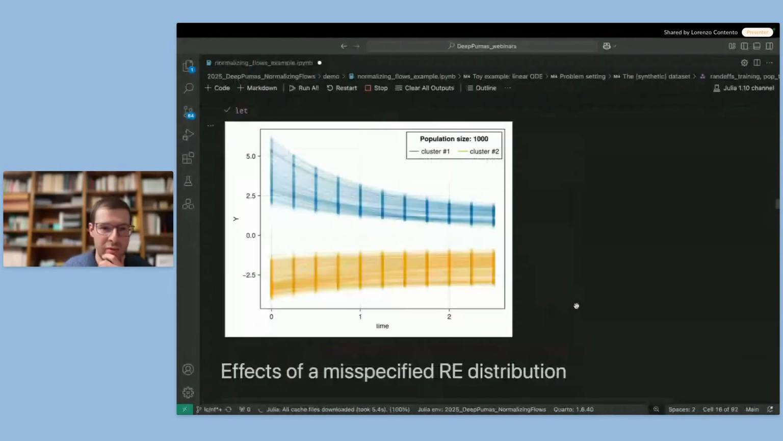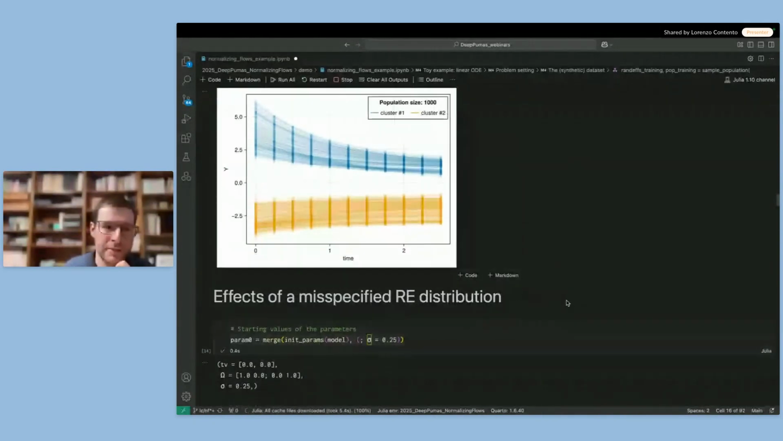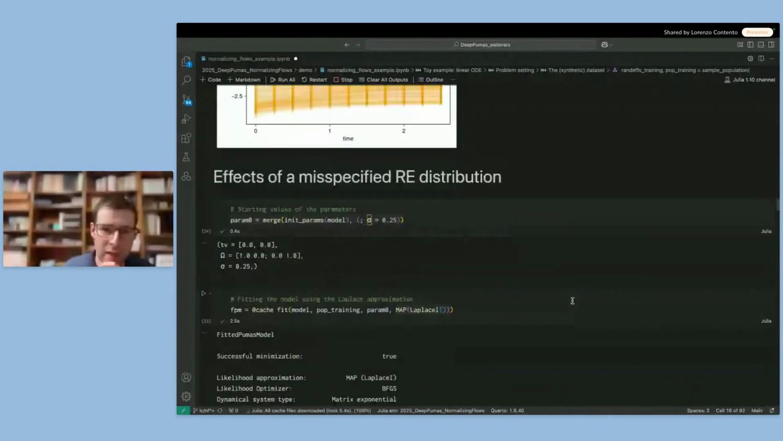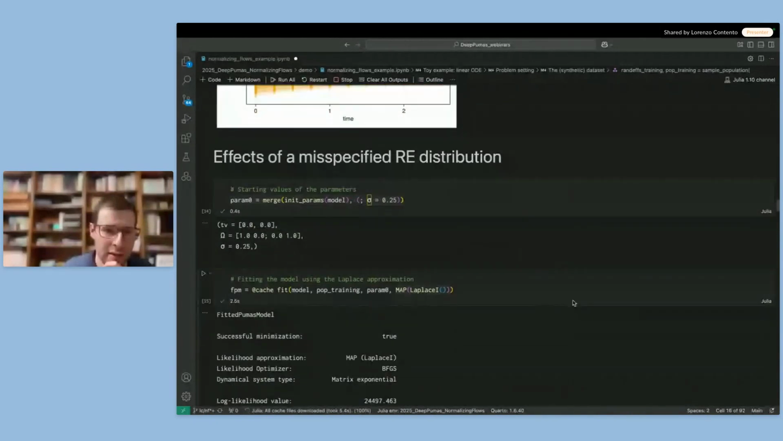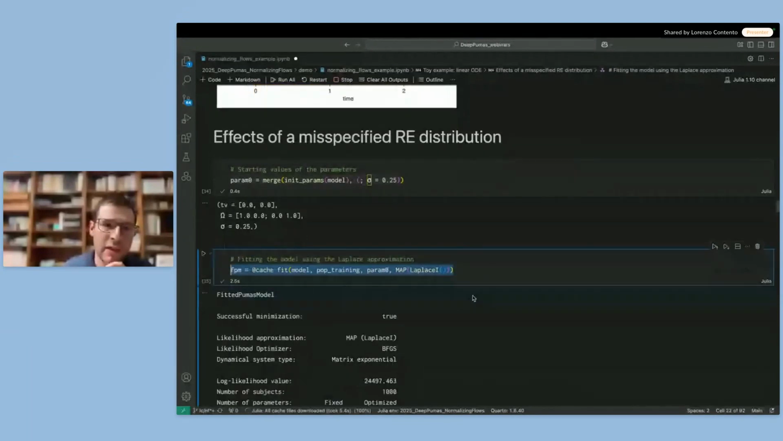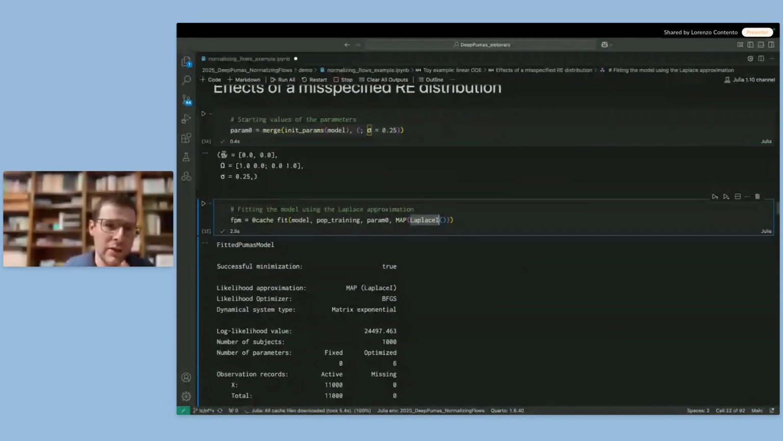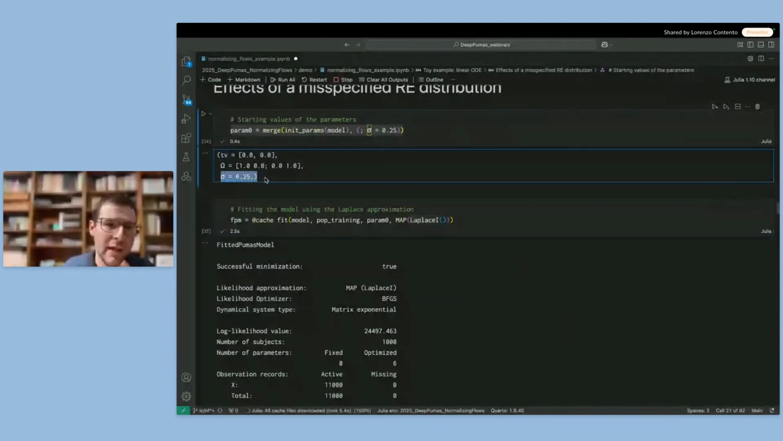So let's try to fit our misspecified model on it and see what happens. Again, if you have seen the previous webinar, you may be familiar with this. Otherwise, you may have a look later at the Pumas documentation. Essentially, here we fit the model on the training population, starting from the initial guess of the parameter using the Laplace approximation. So essentially, this tunes the noise parameter and the parameters determining the misspecified distribution of the random effect.